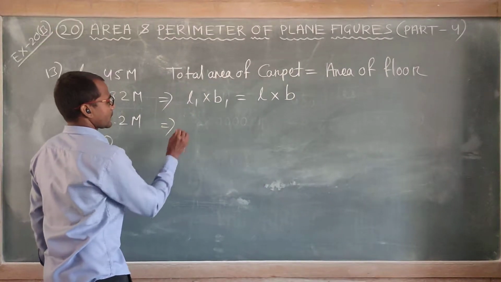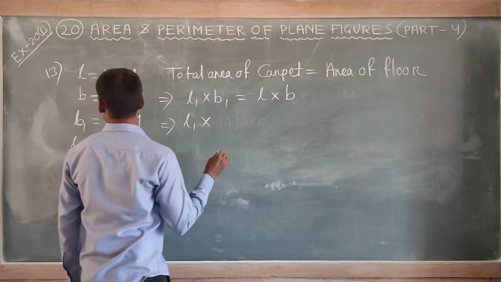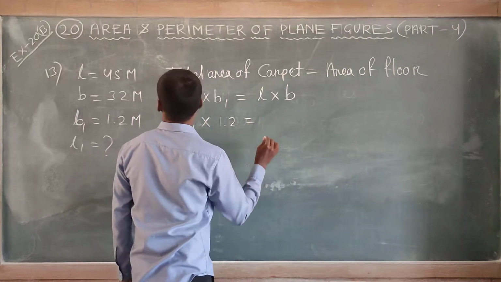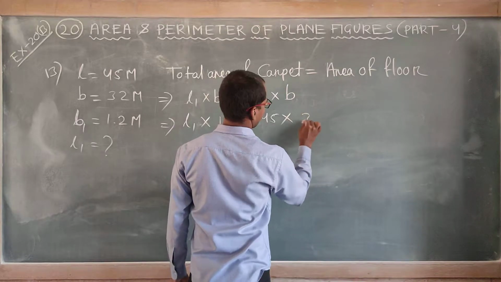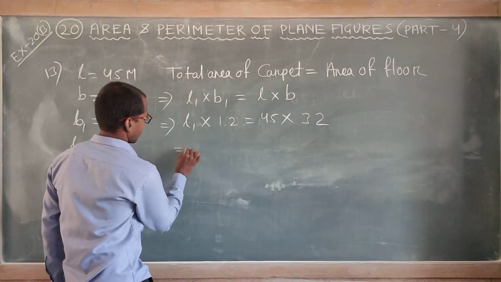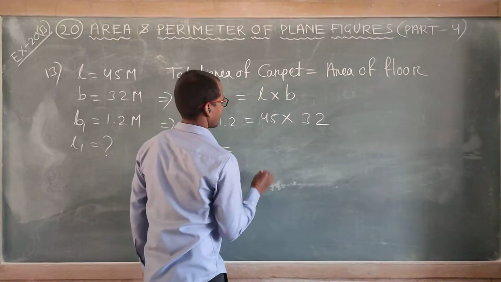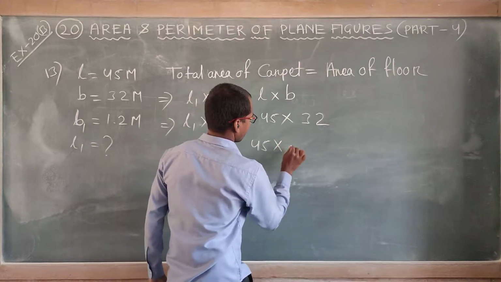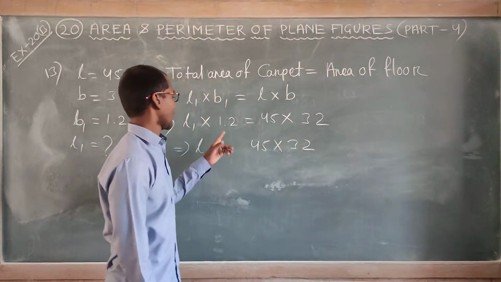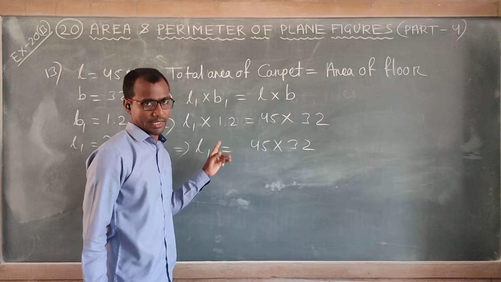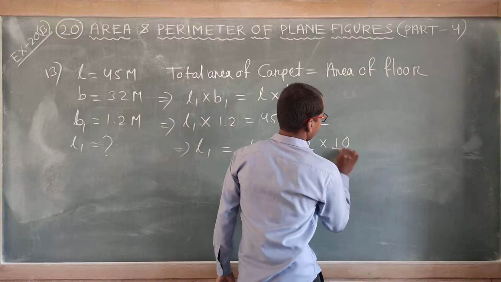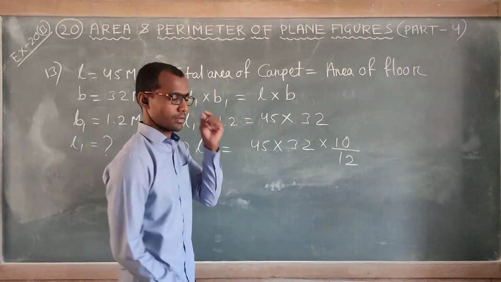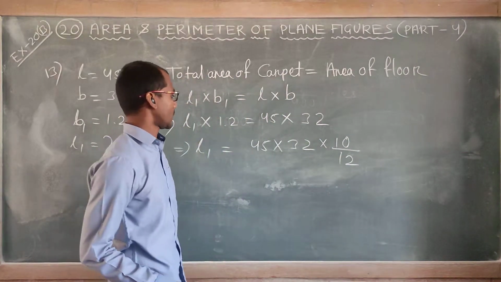Now let us put values. L1 we don't know. B1 is 1.2, L is 45, B is 32. So L, sorry, L1 is equal to 45 into 32. Now 1.2 means 12 by 10. So if it goes this side, it will become 10 by 12. Okay, 10 by 12. Let us simplify this.